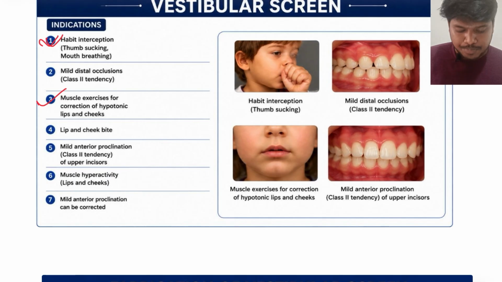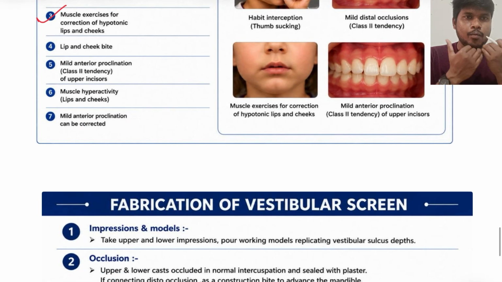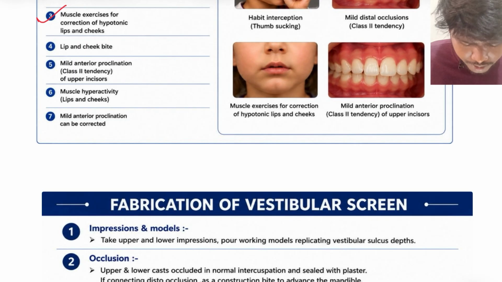Muscles of lips. Next is lip and cheek bite. If patients have a tendency to bite the lips like this, or the cheeks, we'll give the vestibular screen so that their habit can be changed. Next, mild anterior proclinations and muscle hyperactivity. If there is muscle hyperactivity, we will give a vestibular screen, and the high activity of the muscle will be reduced. Mild anterior proclination of the teeth can also be corrected.